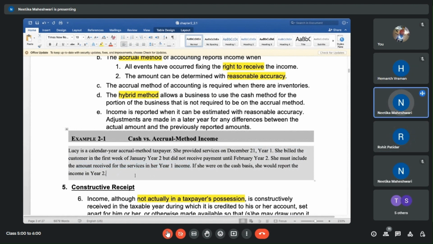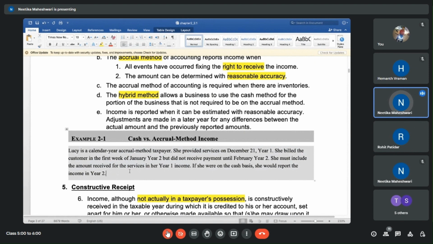So what do you understand from here? Ma'am, she provided services on December 21st, and she generates the invoice in January of the next year, but she did not receive the payment until February of year 2. She must include the year 2 income in year 1.